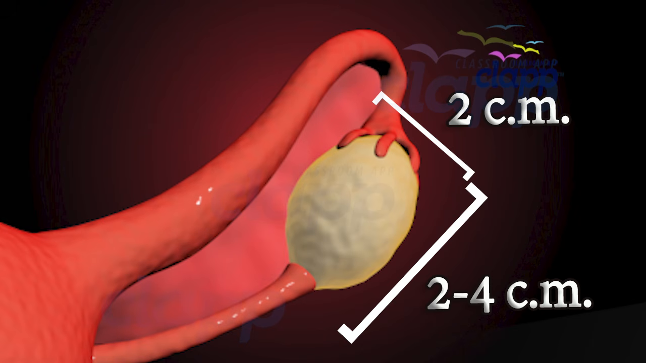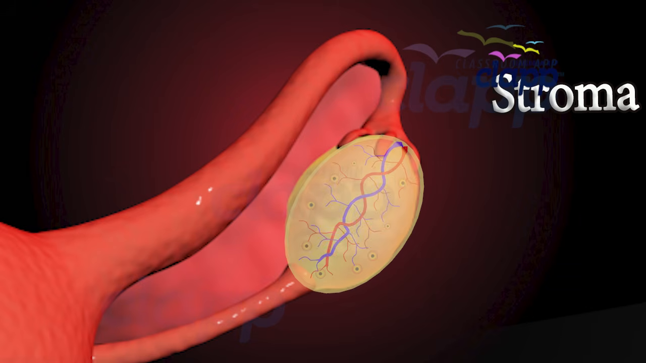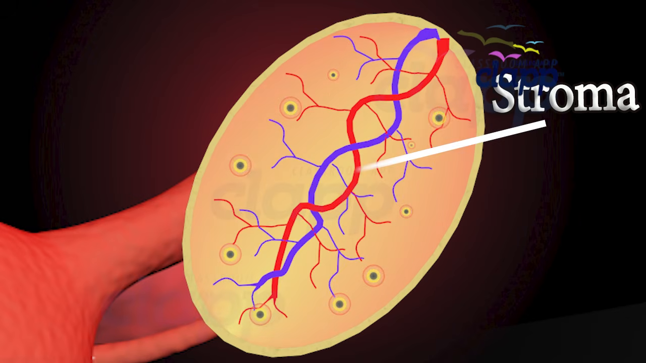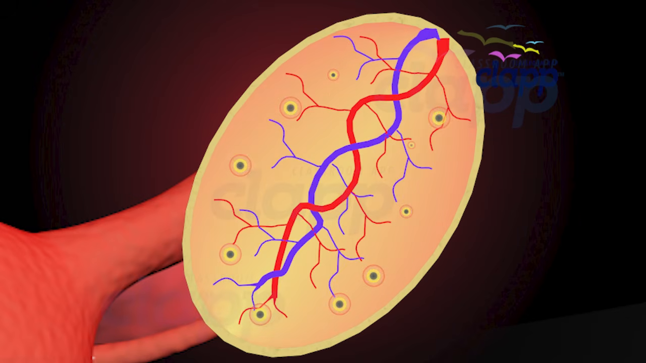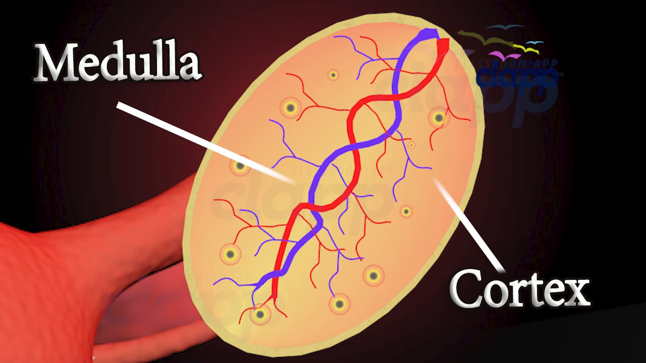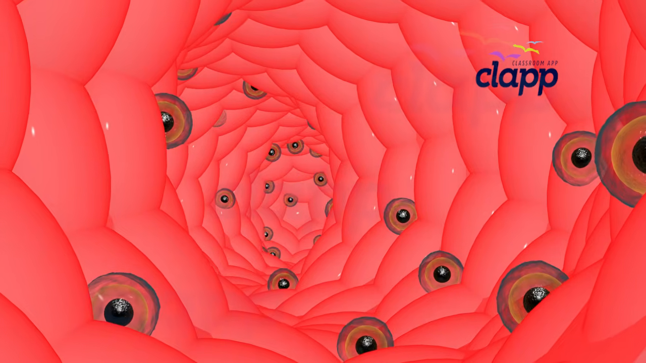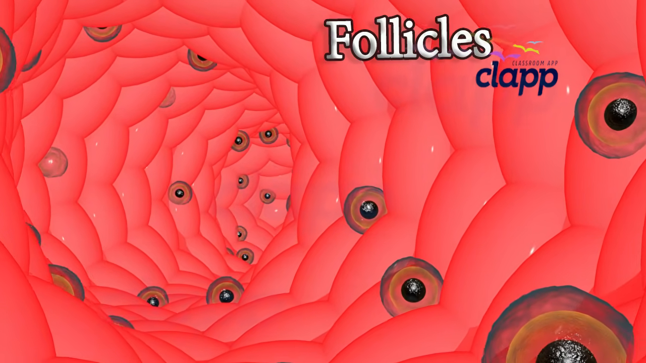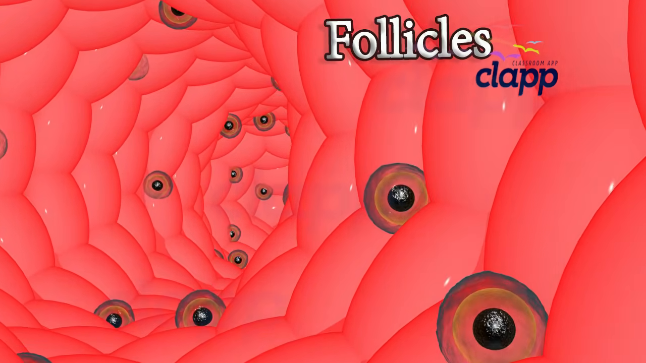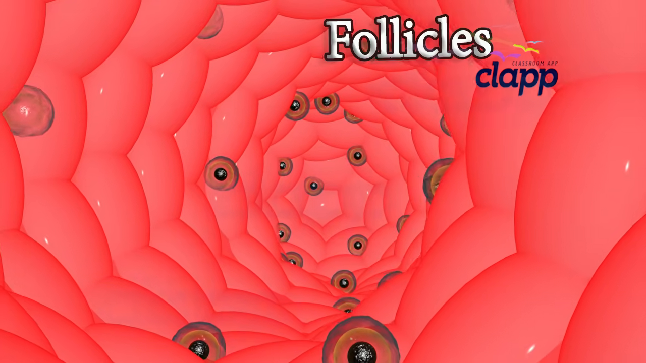Each ovary is 2 to 4 centimeters long and 2 centimeters wide. It is composed of connective tissue called stroma, covered by a layer of germinal epithelium. Stroma has an outer cortex and an inner medulla. The ovarian cortex contains some rounded bodies, named follicles, at various stages of development. Each follicle contains an ovum.